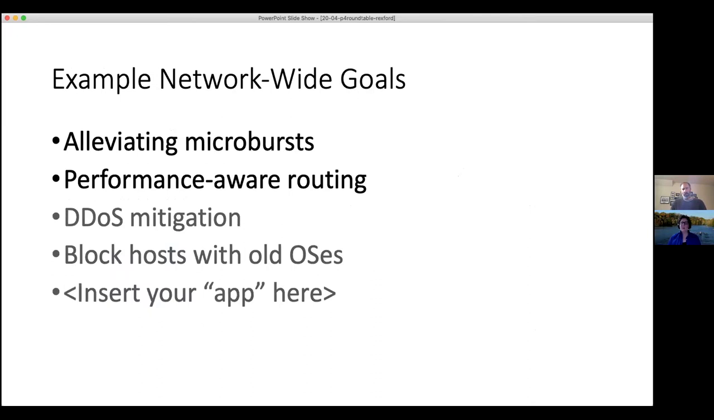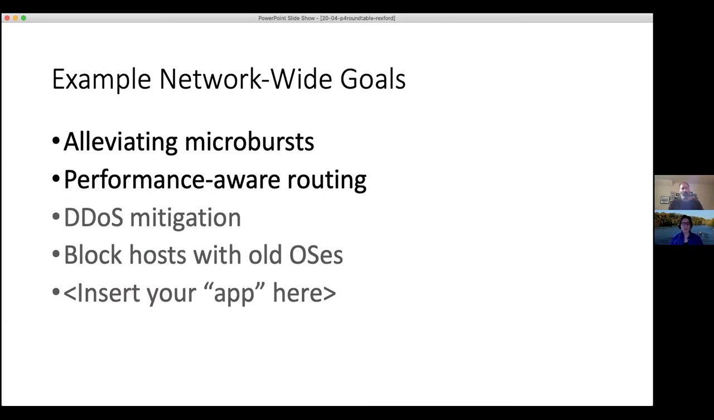So what I want to do in the rest of this talk is go through a few examples of some work we've been doing in my lab on these problems. It's a work in progress. We're certainly by no means done. But I want to walk you through two examples, one about managing the queues in the network to measure and alleviate microbursts, and the other to manage routing, to do performance-aware routing.